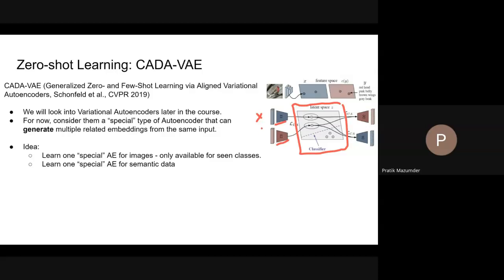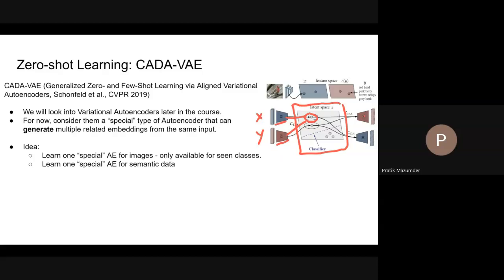So you have a pair that is, say, x comma y. X is the image and y is the class. So the embedding of x and the embedding of y should be as close to each other as possible. I mean, the best case scenario is if you can get the same embedding for both of these. Okay.